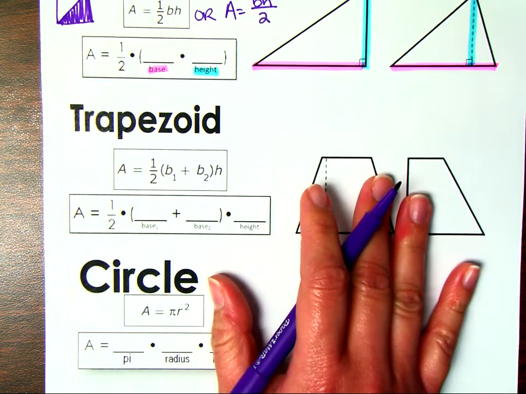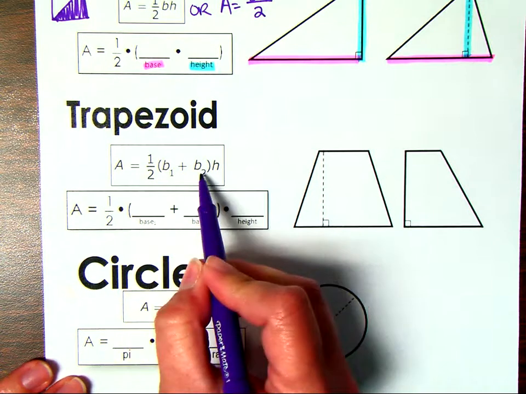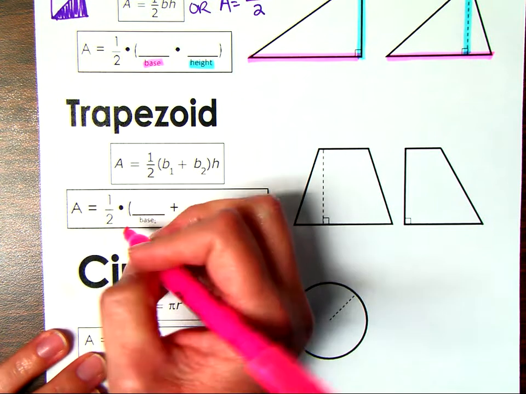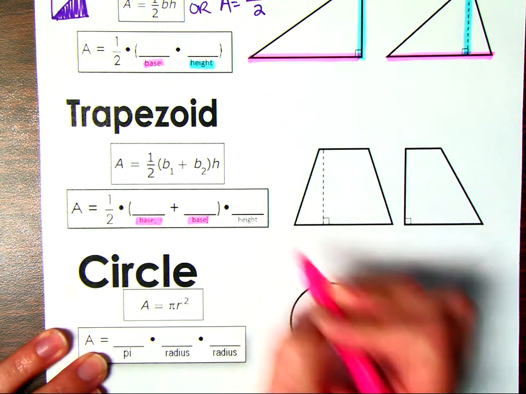All right, let's look at trapezoid. So this one looks a little intense, but in our previous video, I've explained why that was the formula. And in this one, it's a little bit different because we don't have just one base, we have 2.